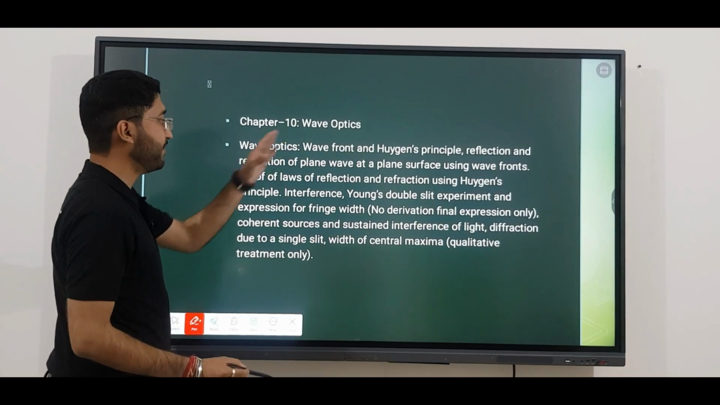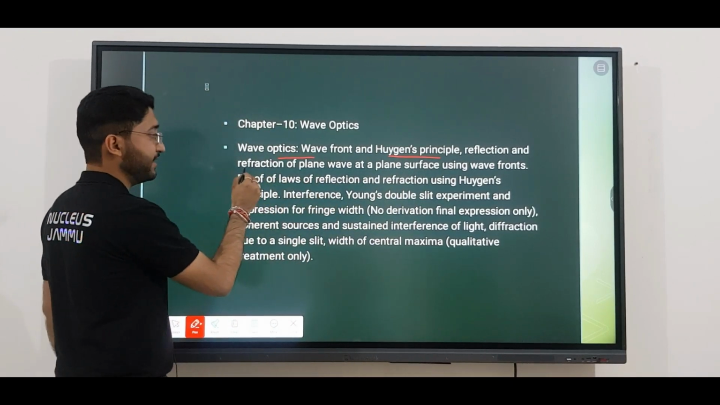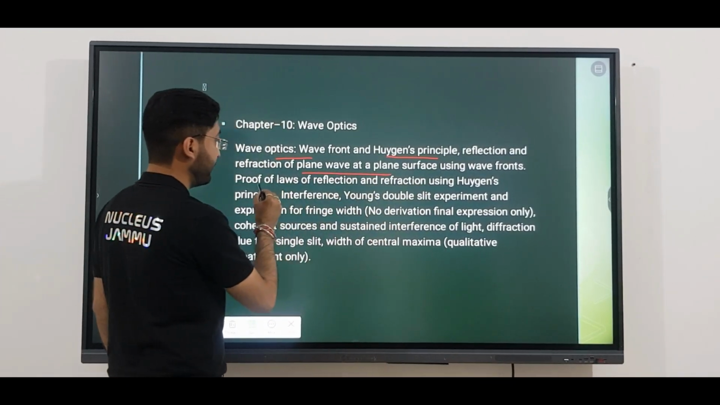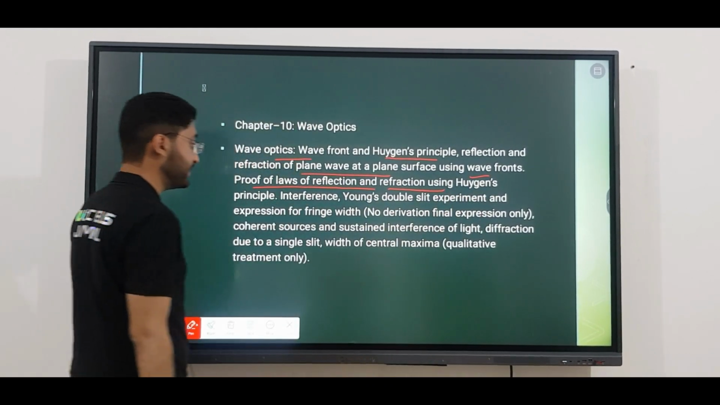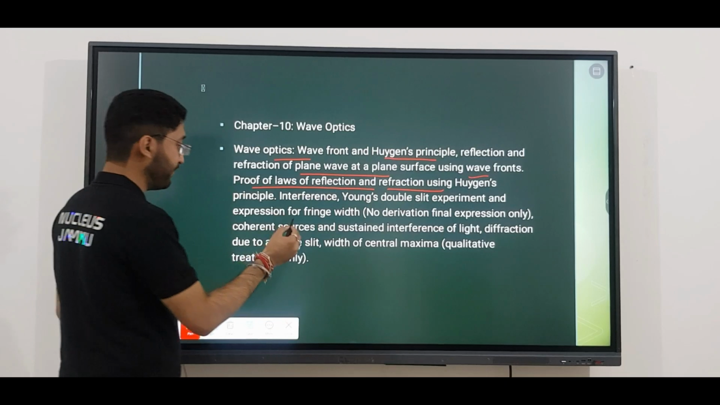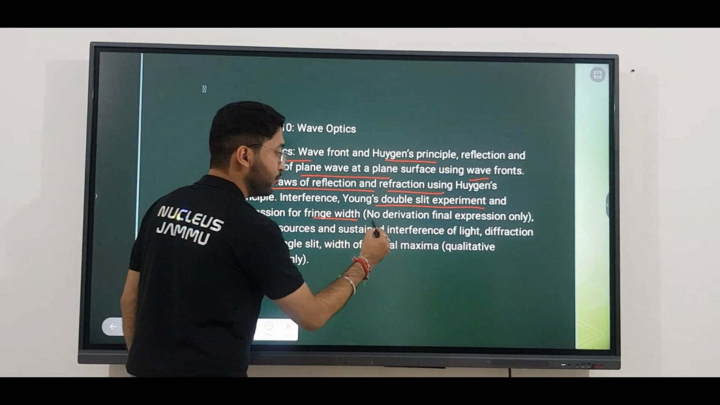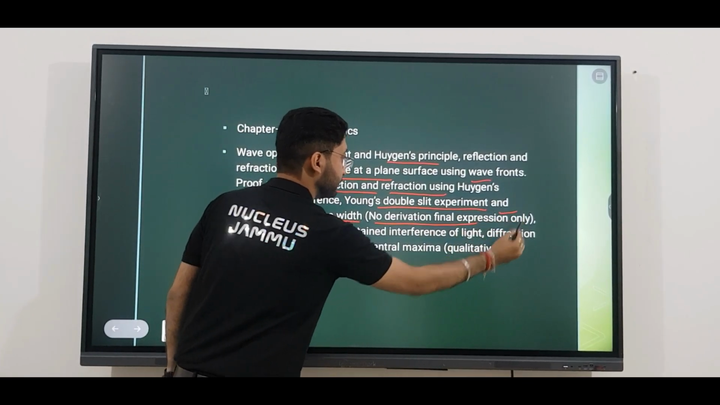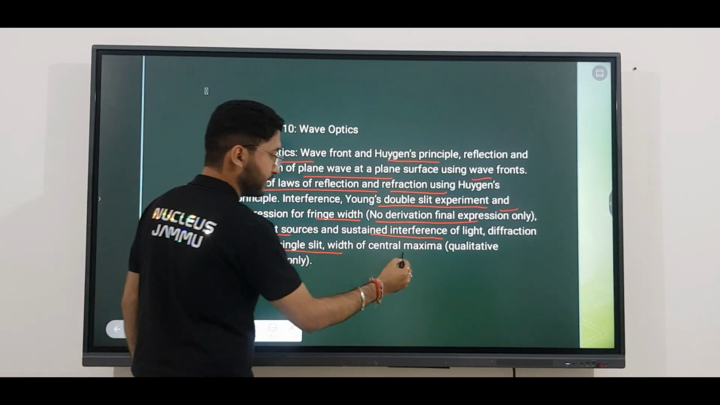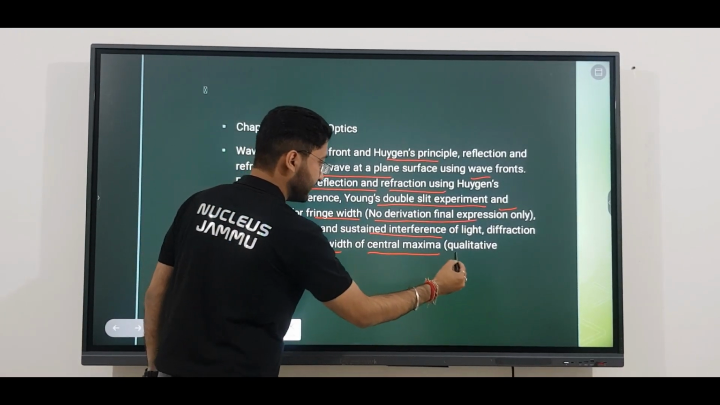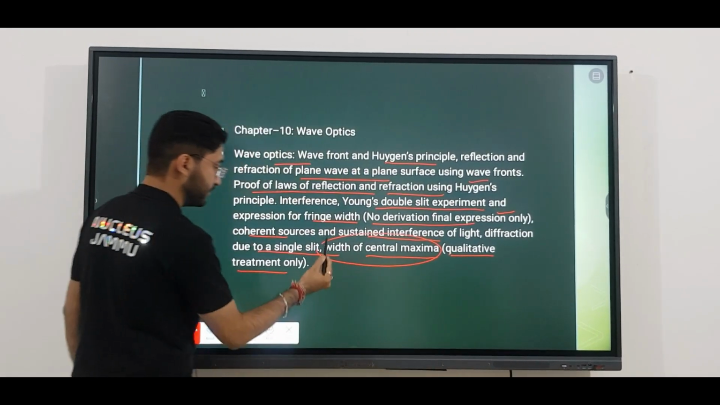Now Chapter 10, Wave Optics. Wave optics, Huygens principle, reflection of a plane wave using wavefronts, proofs of the laws of reflection and refraction. This is important, using Huygens principle. And the main modification is Young's double slit experiment and the expression for fringe width. No derivation is required. Coherent sources, sustained interference, diffraction due to a single slit, width of the central maxima, and this is a modification, that qualitative treatment only for the width of the central maxima.